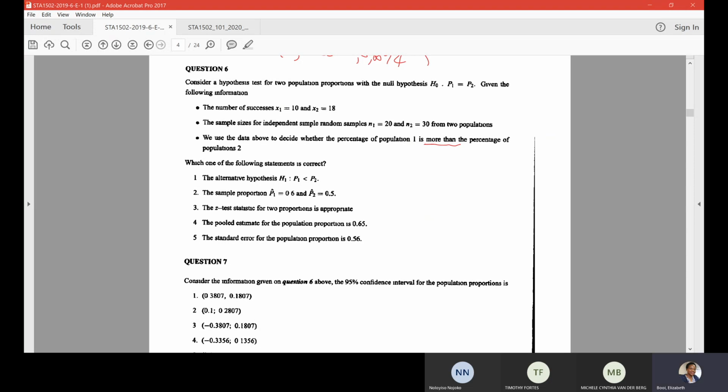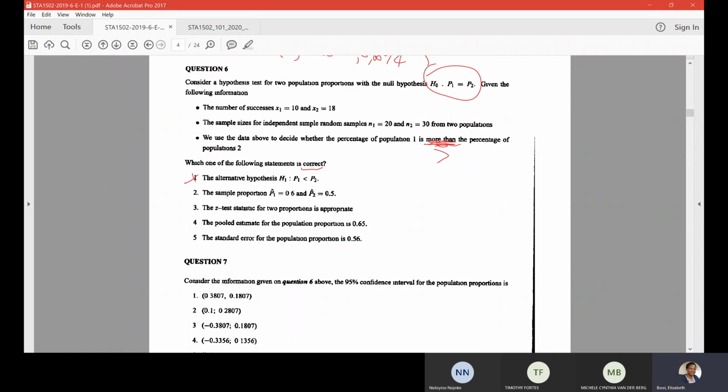Okay, so since we know this is the null hypothesis, what will be the alternative hypothesis based on this information we have? More than would have been greater than, because it says more than. We're looking for the correct one. So is number 1 correct? No. Number 1 is not correct.